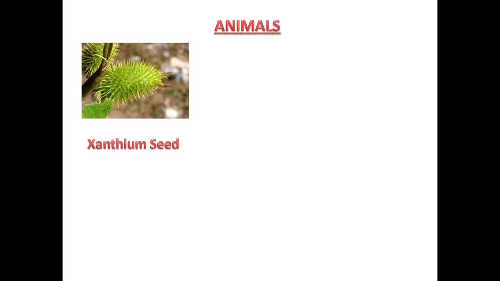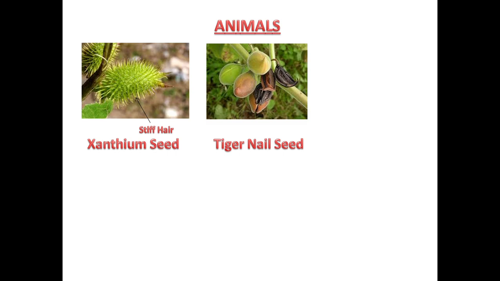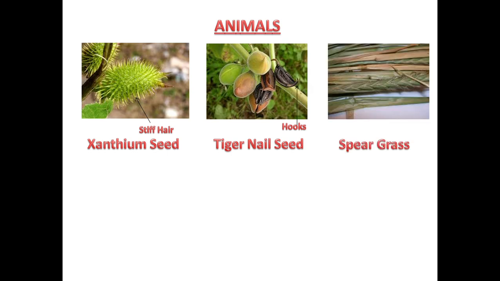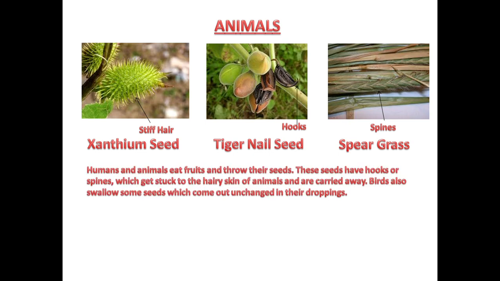Now let us know about seeds which are dispersed by animals. Have a look at the picture of xanthium seed and see its stiff hair. Now tiger nail seed. See its hooks. And the third one is spear grass. See its spines. Now sometimes humans and animals eat fruits and throw their seeds. These seeds, like I have shown you above, have hooks or spines which get stuck to the hairy skin of animals and are carried away. Sometimes birds also swallow these seeds, which come out unchanged in their droppings.